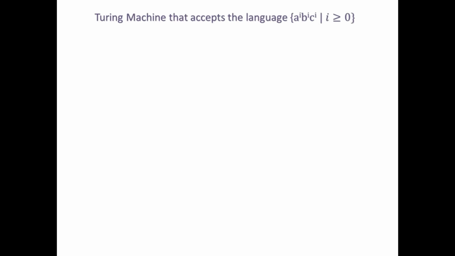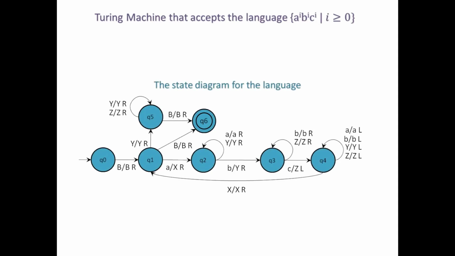Say we have a Turing machine that accepts the language a^i b^i c^i, where i must be more than or equal to 0. This means that the number of A, B and C must be equally the same for it to be accepted. The following is the state diagram for the language.